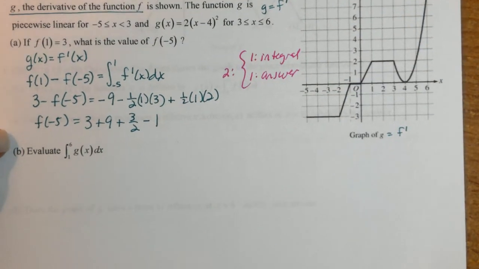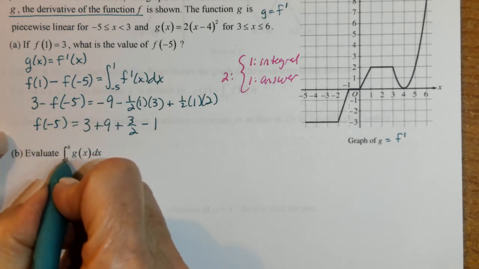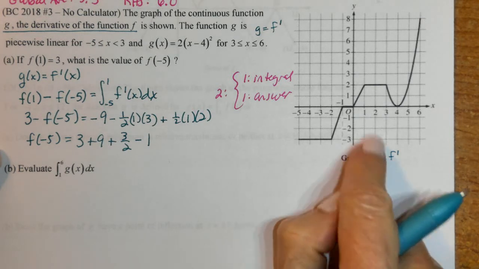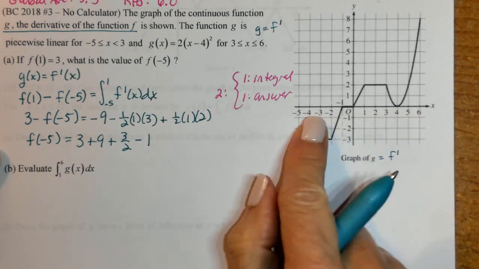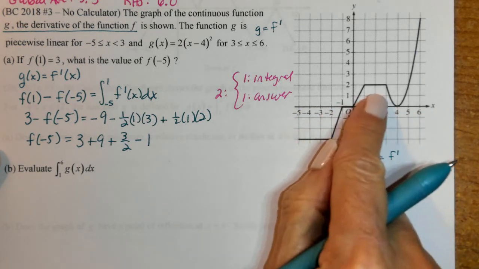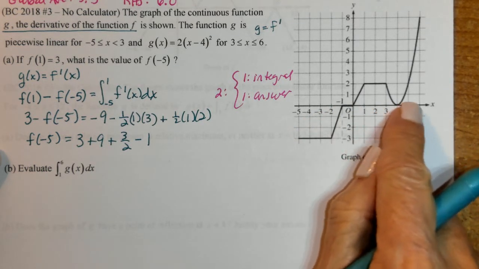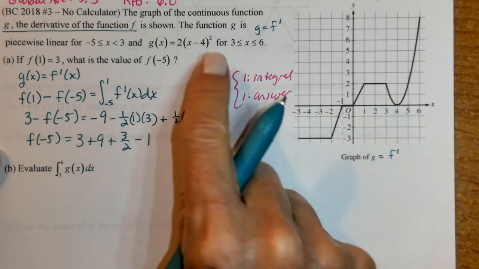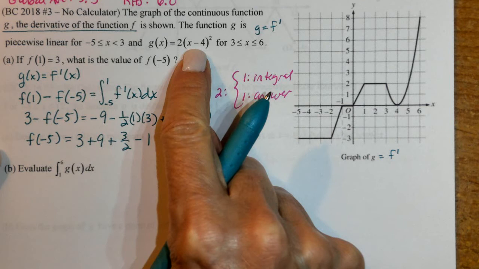Part B. Evaluate this integral. Evaluate the integral from 1 to 6 of g of x. Well, this is the graph of g of x. So the integral here is going to involve areas, right? I'm going to be able to count the areas for a lot of this, but over on this section, I'm not going to be able to count it. I'm going to need to use an antiderivative, and I'm going to need to put in that function for that part of g.